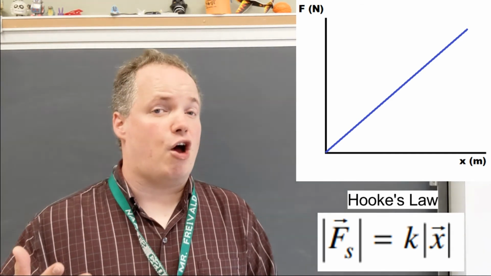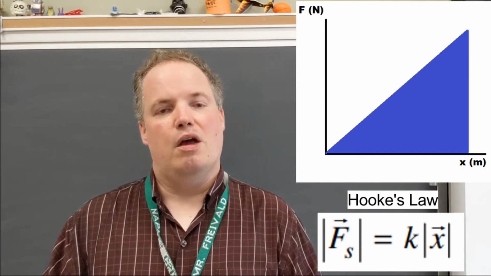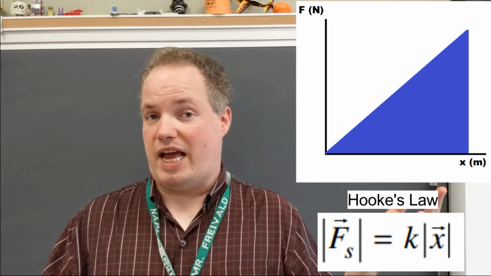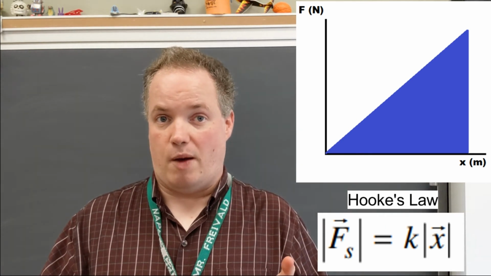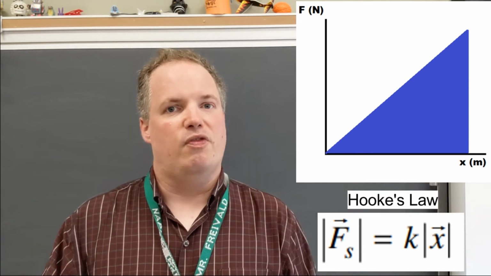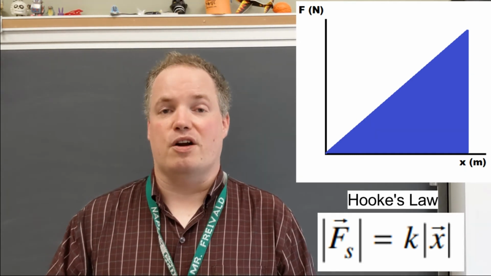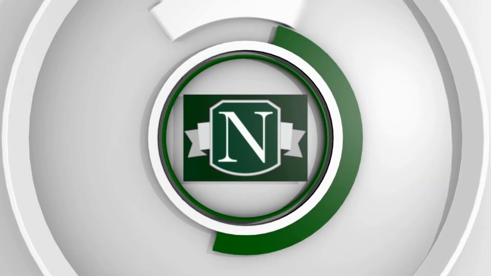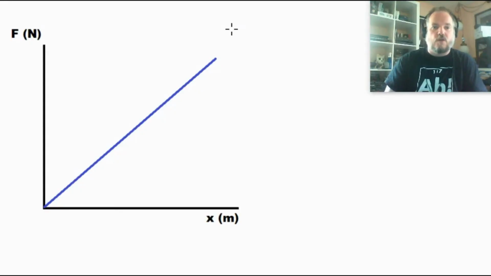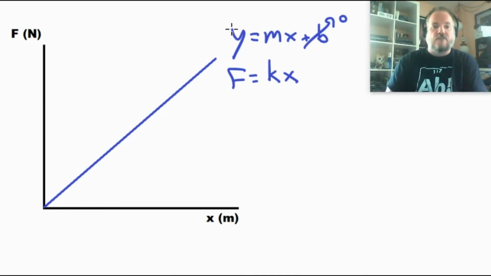If we take the area underneath that graph, look at the units. On the y-axis we have newtons, on the x-axis we have distance. If you multiply newtons times meters, you end up with newton meters, which are joules. That is energy. So let's look at the derivation of the spring potential energy using this simple graph. We know, of course, that a straight line has y equals mx plus b. What have we got on our y-axis? We have force. And then on our x-axis, we have the stretch distance. So that's F equals kx.